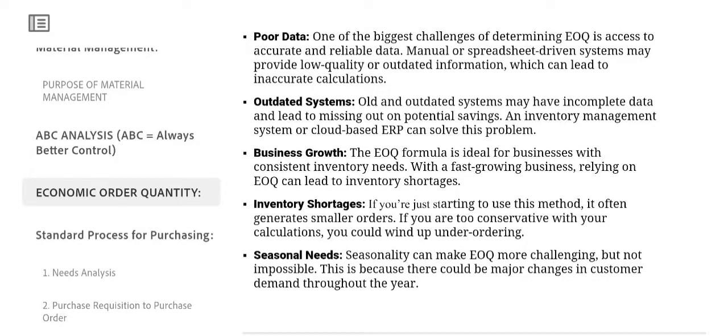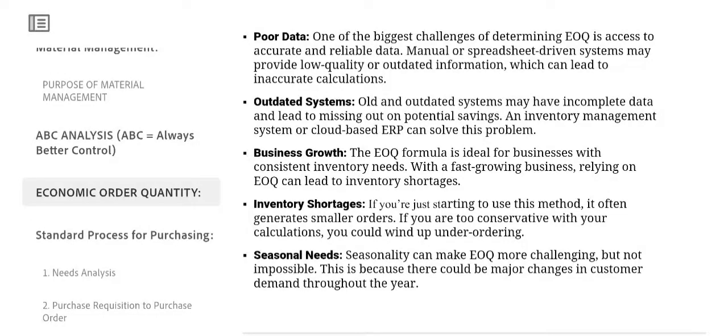Seasonal needs can make EOQ more challenging but not impossible. There are certain needs which are seasonal. In some seasons we require this kind of material, in other seasons we require that kind of material. So that also comes into the EOQ section, because it's not impossible actually, but it is very difficult to manage things with the seasons, because if the season is changing, we have other needs. So this is basically the economic order quantity.